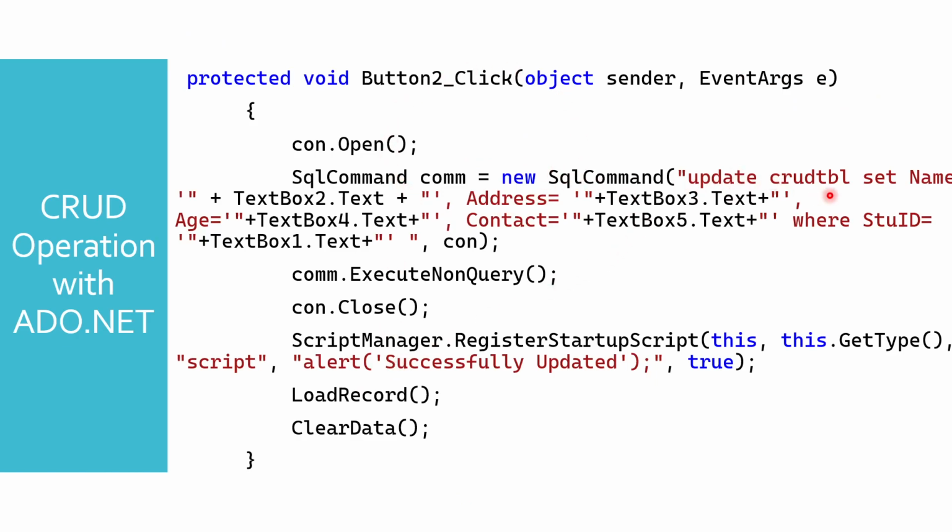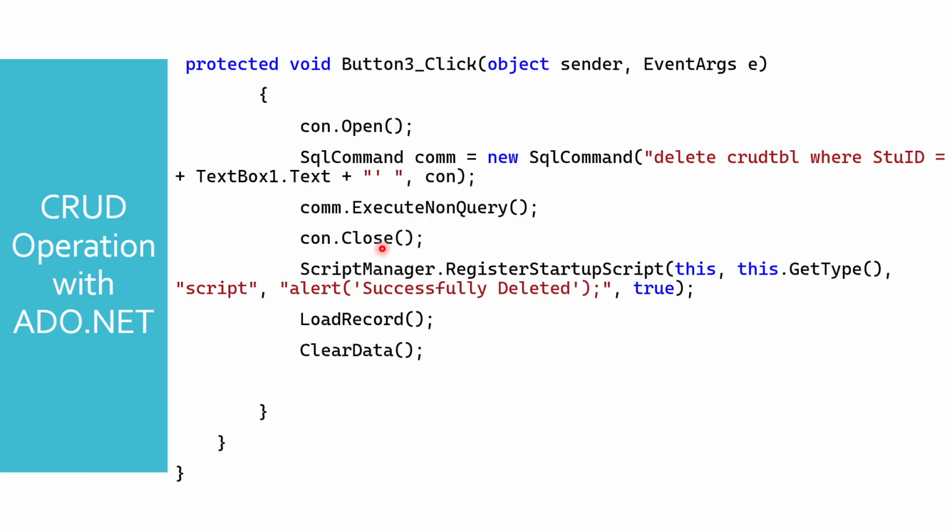Button two is for update, so here I have written the update query, and the rest everything is the same, getting it, only the query is changed. I'm updating all the fields using the ID. So I'm saying where student ID equal to textbox1. Fine. This is the only change which you need to note down.